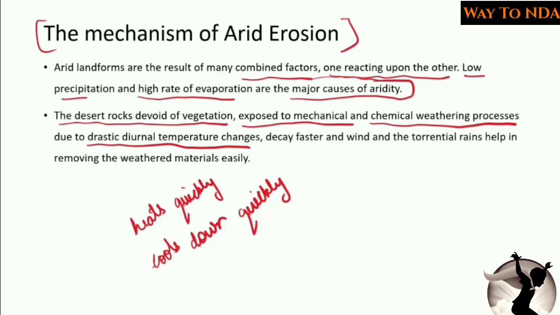So they are exposed to mechanical and chemical weathering processes due to drastic diurnal temperature changes. The change in temperature, in daytime it will be very high and in nighttime it will be very low, is called the diurnal change in temperature. Diurnal means in a day. In the daytime it is very high, nighttime it is very low. So this is a diurnal change of temperature. And then the rocks decay faster, and wind and torrential rain help in removing the weathered material easily.